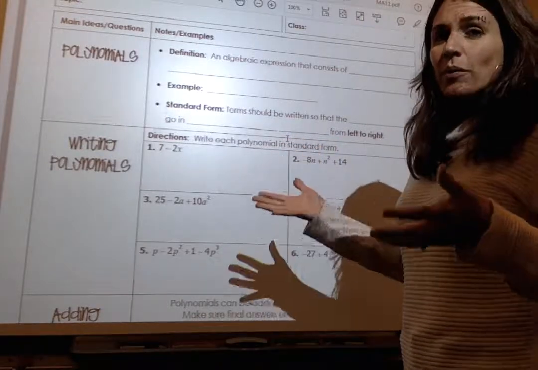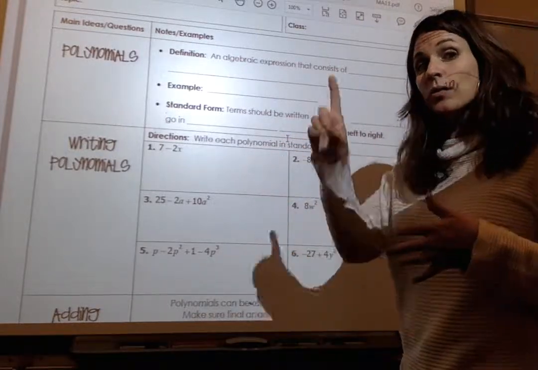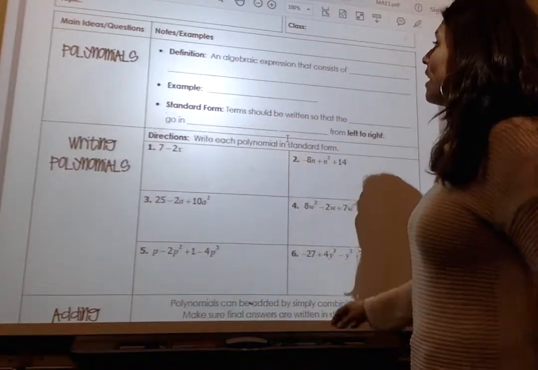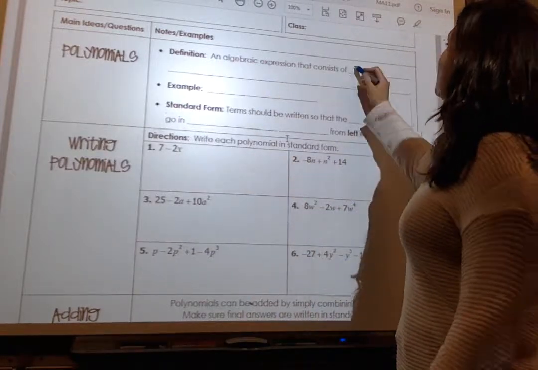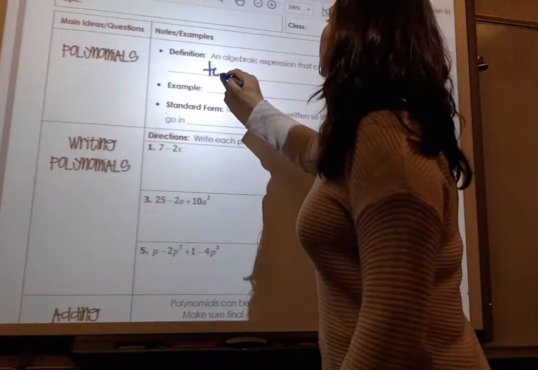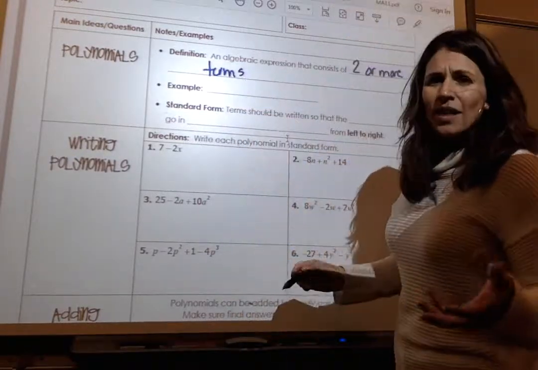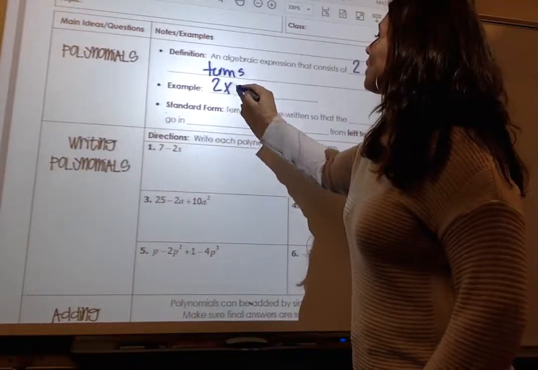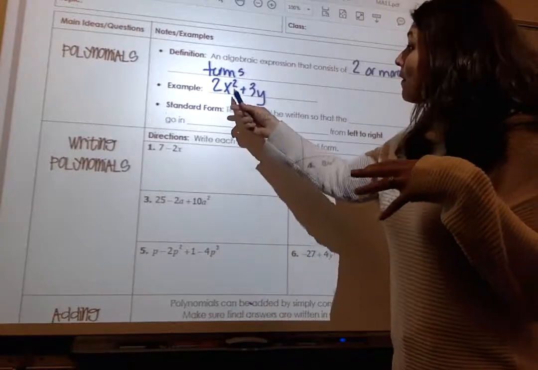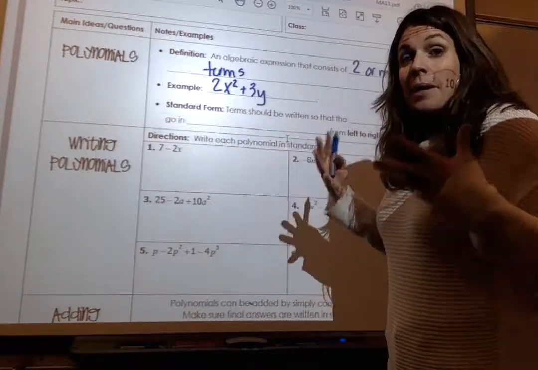We already talked about what a monomial is. Mono means one. It was one term, and we saw what that looked like. So a polynomial is an algebraic expression that consists of two or more terms. So what does that look like? It looks like 2x squared plus 3y. That's an example. Remember, if the labels aren't the same, I can't combine them.